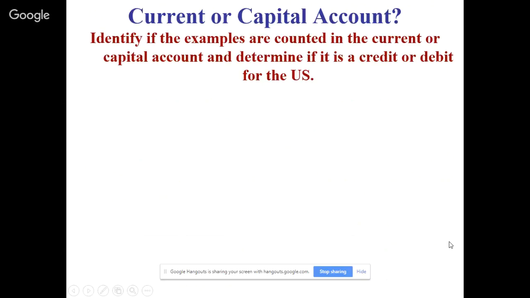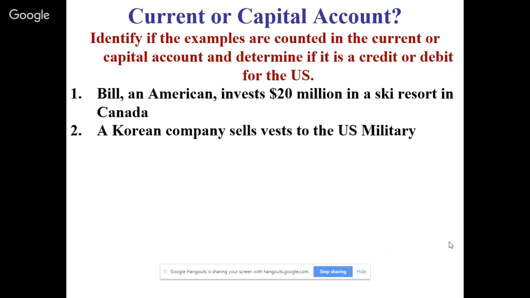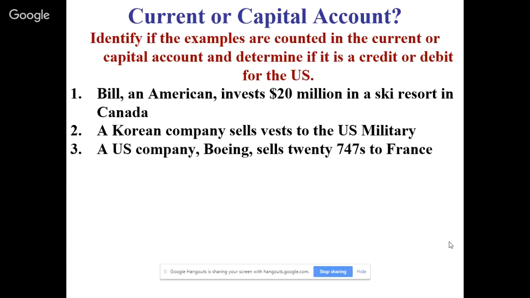So let's do an exercise. Let's do number one. For example, let's say Bill, an American citizen, invests 20 million in a ski resort in Canada. Is that part of the current account or capital account? That's going to be for you guys. We have another example. A Korean company sells vests to the US military. Again, what is it? Current account, capital account. A US company, Boeing, sells 20 747s to France.